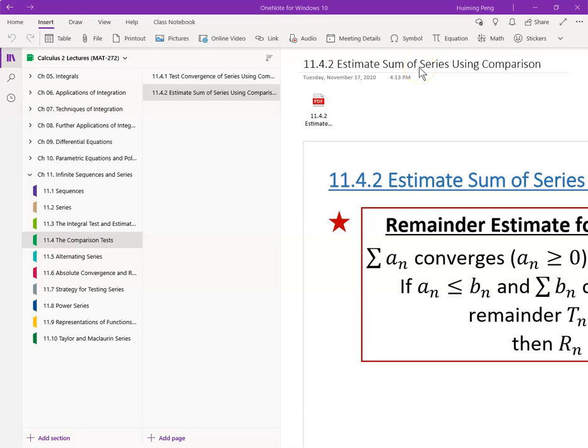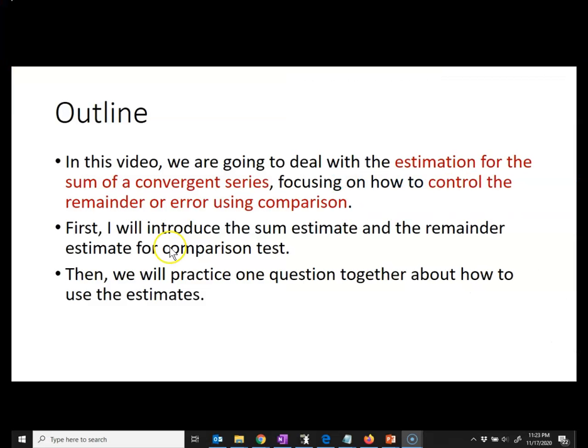In this video, we are going to deal with the estimation for the sum of a convergent series, focusing on how to compute the remainder or error using comparison. Let's see the outline. First, I will introduce the sum estimate and the remainder estimate for comparison test. Then we will practice one question together about how to use the estimate. Let's see the material.